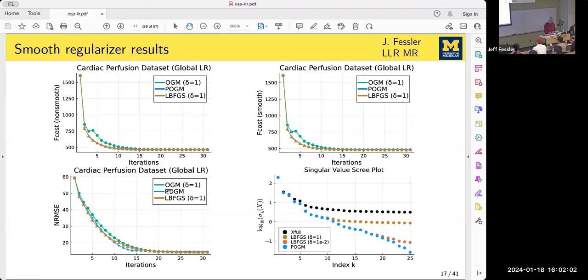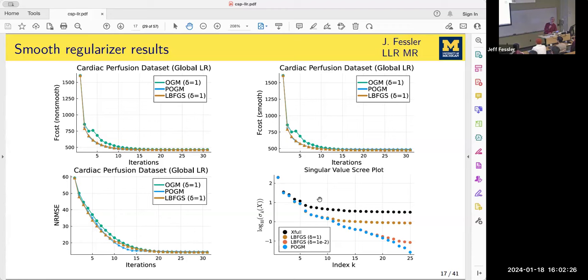And you can see that both the proximal gradient method and the quasi-Newton method are converging at about the same rate, about 20 iterations to the lowest normalized root mean squared error we can get. You might be curious what happens to the singular values in this case. So first of all, the real data itself, the ground truth, these are its singular values. This is the thing we're calling low rank.